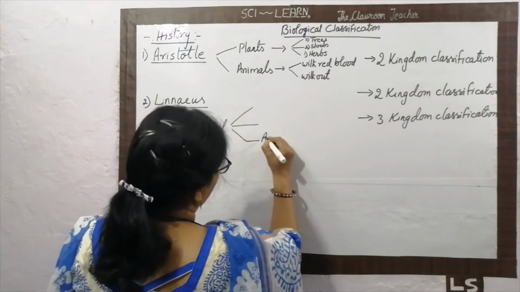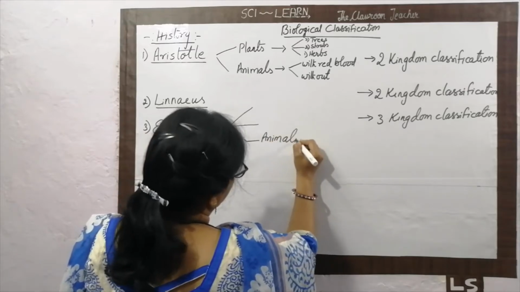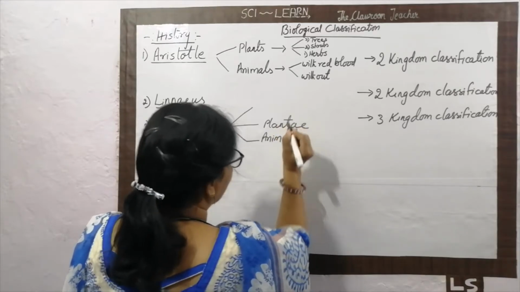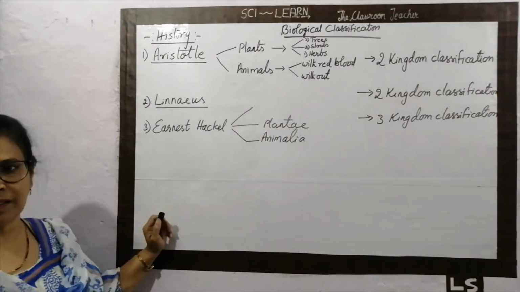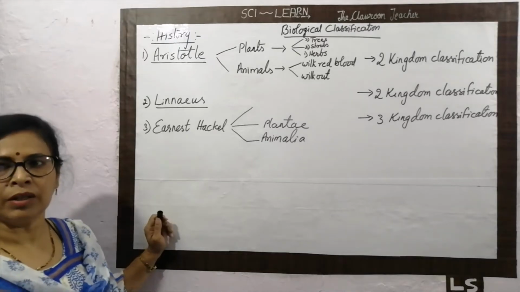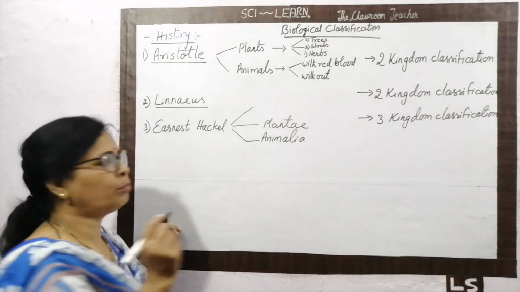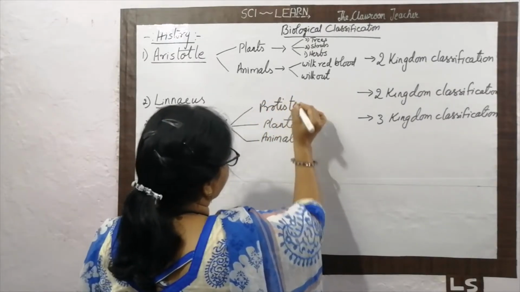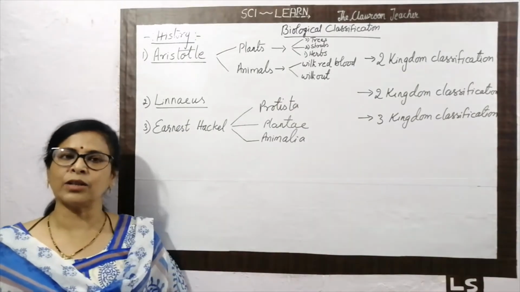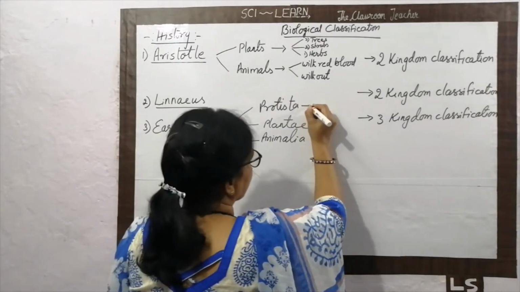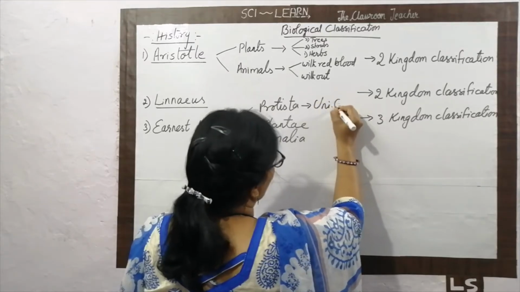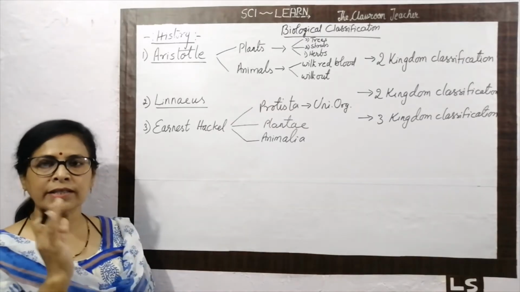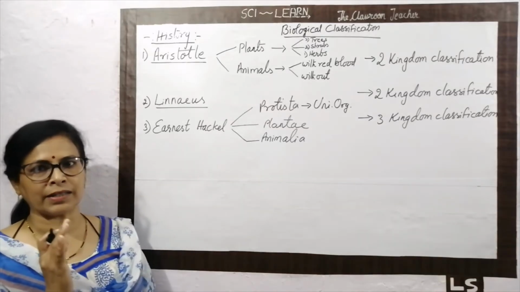So according to Haeckel, the three kingdom classification is there. One is Animalia, which means the animal. Second is Plantae. There is no change in that. But one more kingdom is mentioned by Ernest Haeckel, and that is called Protista. And what about the Protista? Protista is the group of unicellular organisms. To include one more group, that is called Protista. So this classification is called the three kingdom classification.